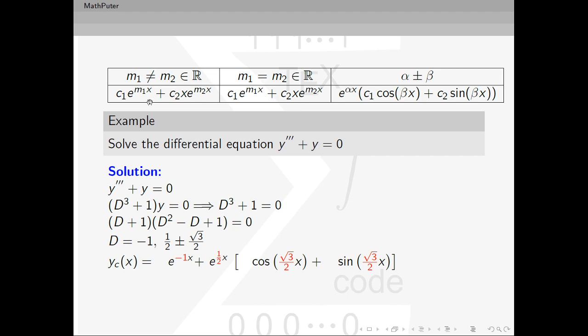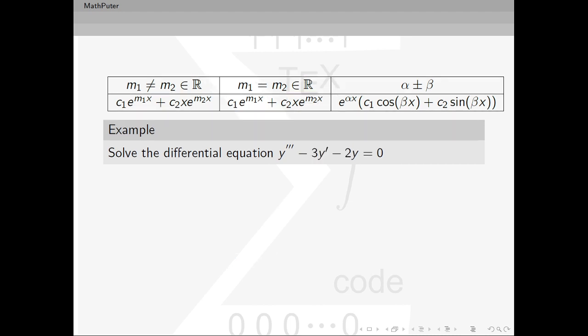How do we write the constants? c1, c2 and c3. So this is one function, let us multiply by c1. This is another function, e raised to 1/2 x into cos, so we multiply by c2. This is the third function, e raised to 1/2 x into sin(√3/2 x). We multiply by c3. So we have c1 e raised to minus x plus c2 into this plus c3 into this, where c1, c2 and c3 are real numbers. So this is the solution of this differential equation.